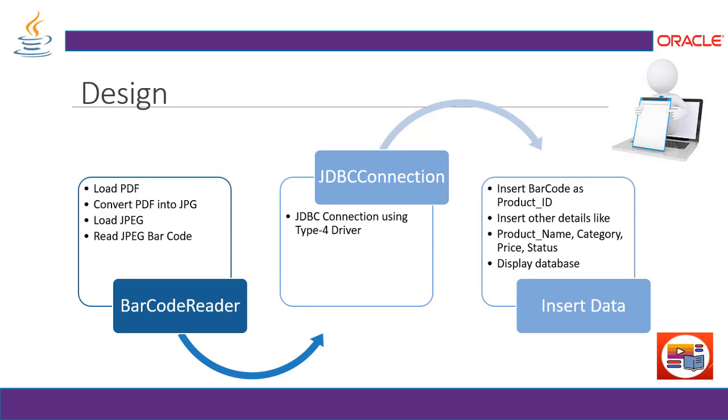Once the JDBC is connected to the database, we are going to insert that barcode as a product ID into the database. That's our next block: insert the barcode as the product ID in a product table, and insert other details like product name, category, price, and status, and display all the information about that particular table. That's the display database step. So this will be the design of this barcode reader.